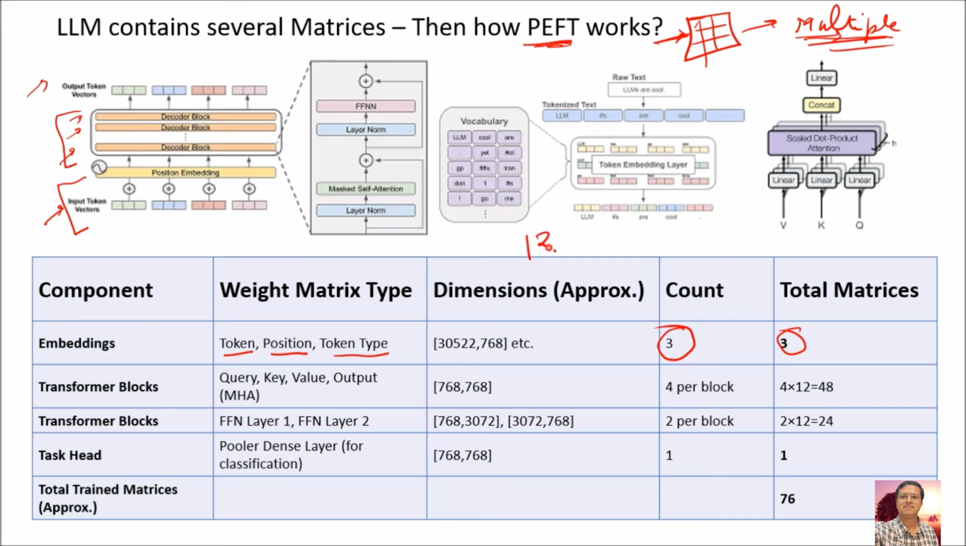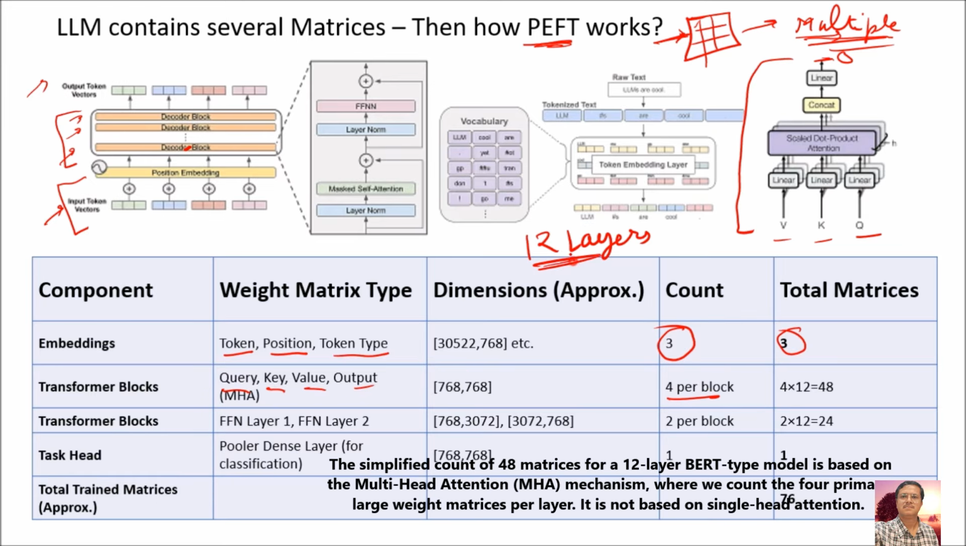Now suppose we have 12 layers of decoder architecture. In the decoder architecture, another important part of the transformer blocks is the attention layer. It contains query, key and value and one output. So again it contains four different matrices for each decoder block. It will contain four different matrices, so four per block.